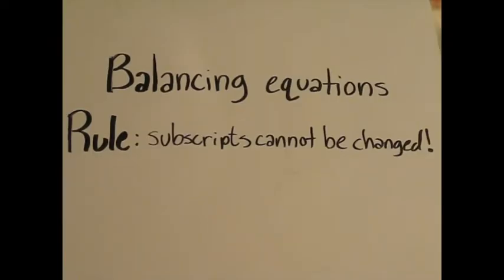Our final topic that you will learn today is how to balance an equation. Balancing equations is based on something called the law of conservation of matter. This is when the number of atoms of each type of element must be the same on each side of the equation. The rule is that subscripts can never be changed.